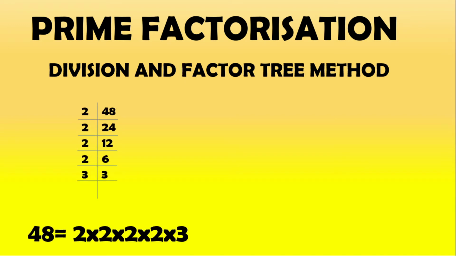For the division method, we have to draw a line like this, and after that we write the number which we want to prime factorize. Now I want to prime factorize the number 48. We have to check by which prime number 48 can be divided. Let us check with the smallest prime number first. The smallest prime number is 2, so 2 is the lowest prime number. Let us start with 2.